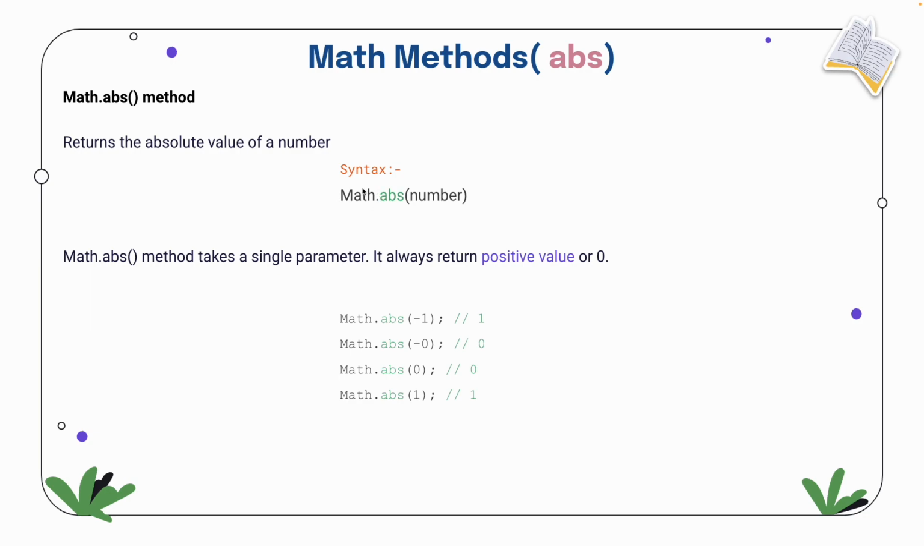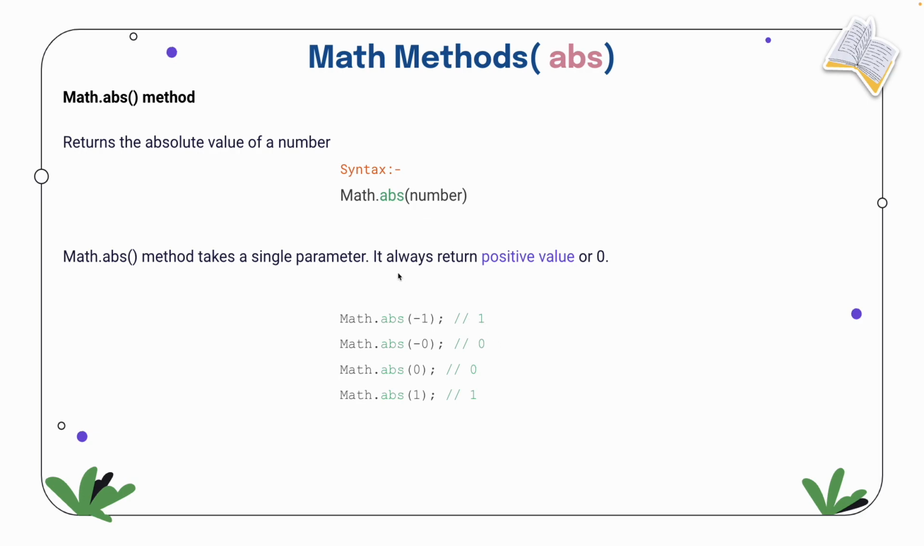Why we are calling this capital Math, we'll discuss later, once we go to the object class. As of now, you just have to understand abs is a method, and we have to call it using capital Math, Math.abs. It takes one parameter, that is one number, and it always returns a positive value or 0. See, here we are checking Math.abs(-1), so it's returning 1. Math.abs(-0) returns 0, abs(0) returns 0. So the return will always be positive or 0.